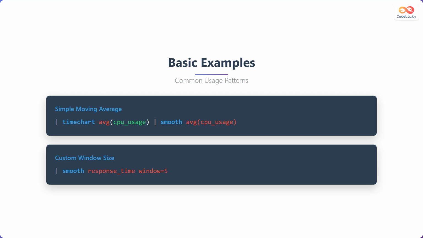Here are two common examples of using the smooth command. In the first example, we create a timechart showing the average CPU usage, then apply the smooth command to the average CPU usage field to reduce noise in the visualization. This creates a cleaner trend line that's easier to interpret. In the second example, we smooth the response time field with a custom window size of 5. By specifying window=5, we tell Splunk to use 5 data points for each smoothing calculation, which provides a moderate level of smoothing suitable for most response time data.